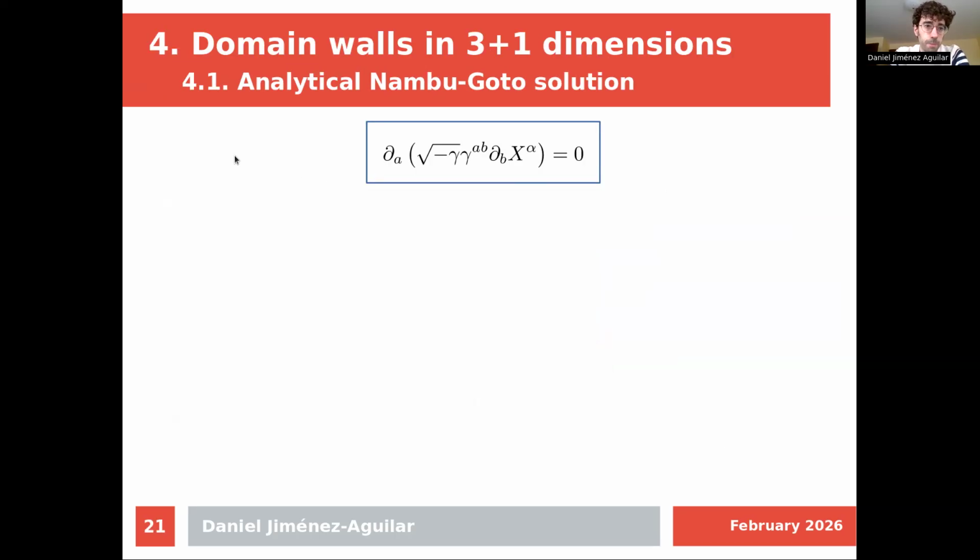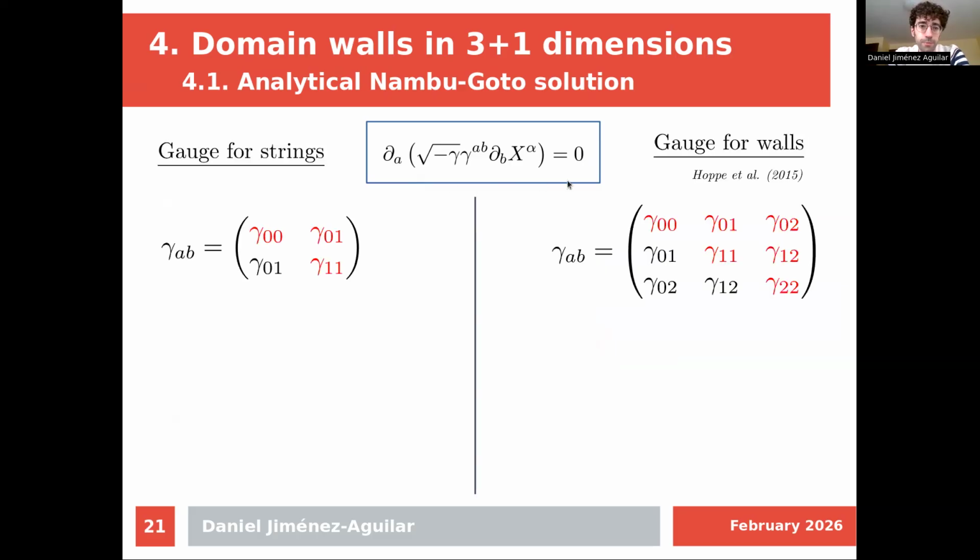Now let's move on to the case of 3 + 1 dimensions. And we will see that this kind of catastrophic evolution also takes place in this case. So here we have the Nambu-Goto equation again. In the case of strings, the string world sheet metric is a 2x2 symmetric matrix, and so in order to completely fix the gauge, we only need 3 conditions. In the case of 3 + 1 dimensional walls, this metric is a 3x3 symmetric matrix, and so we need 6 conditions to completely fix the gauge.